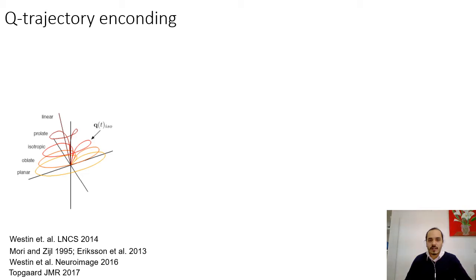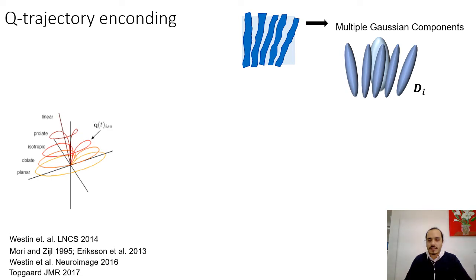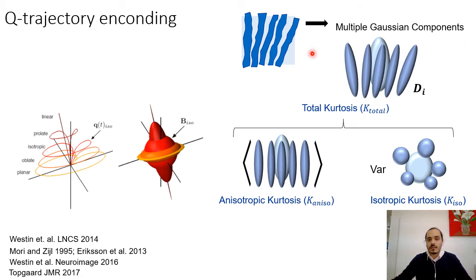With key trajectory encoding, we assume that the tissue can be represented by a sum of multiple Gaussian components. Based on this assumption, different key trajectory encodings can be characterized by their B tensor. This information can be used to decouple the total kurtosis source into two different sources: the anisotropic kurtosis source, which reflects the microscopic anisotropy of a system, and the isotropic kurtosis, which reflects the variance of the sizes of the different components.